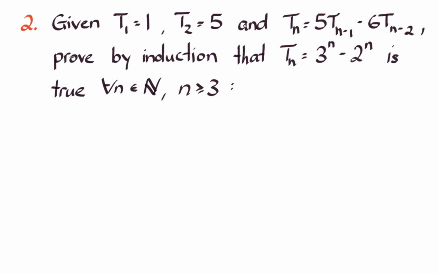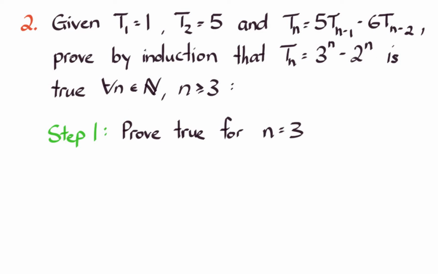So given these 3 bits of info, prove by induction that tn is equal to 3 to the power of n minus 2 to the power of n. We're going to prove that that's true for all n belonging to the set of natural numbers, but n must be greater than or equal to 3. So, step 1. Prove true for n equals 3.